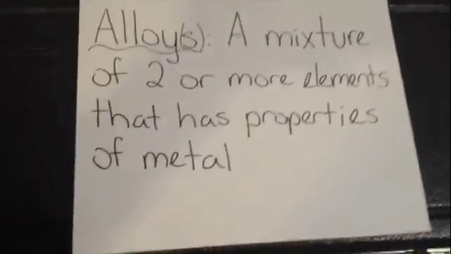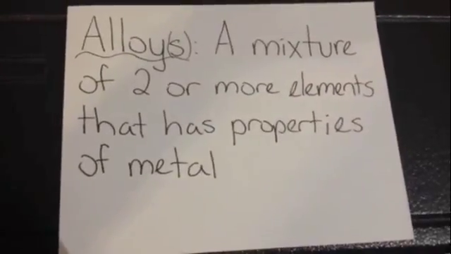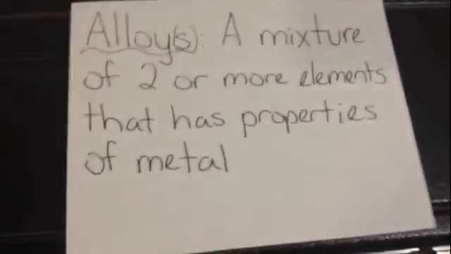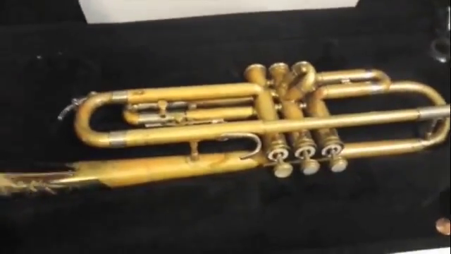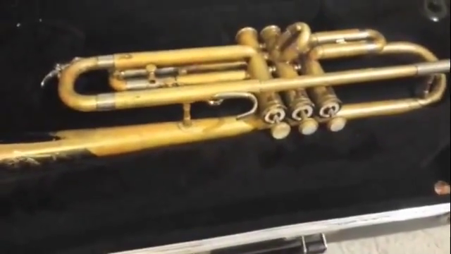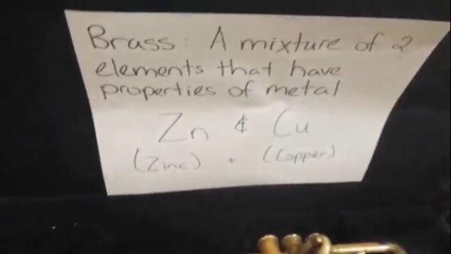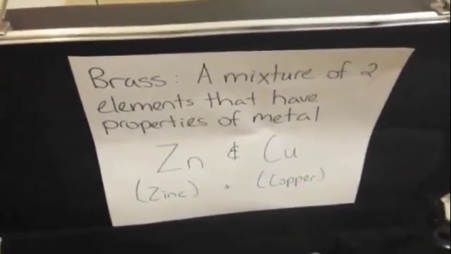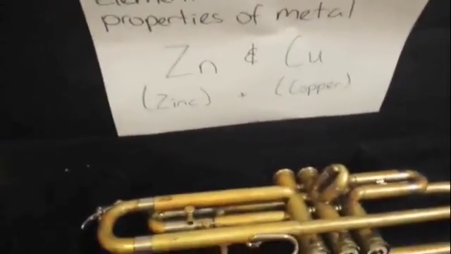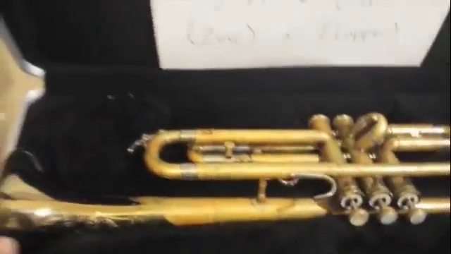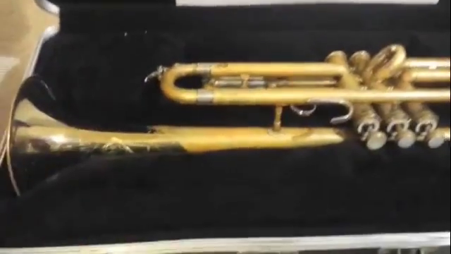Alloys are a mixture of two or more elements that have properties of metal. An example would be this trumpet. This trumpet is made out of brass, and brass is a mixture of two elements that have properties of metal, which are zinc and copper. Therefore, this trumpet is made out of an alloy.